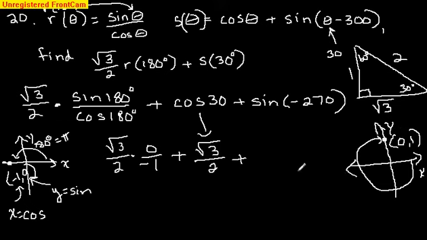It's the sine of negative 270, so x is cosine, y is sine, so it's going to be 1. So it's just going to be 1. And when we add these together, 0 times this wipes that out, and so your final answer is just square root of 3 over 2 plus 1.